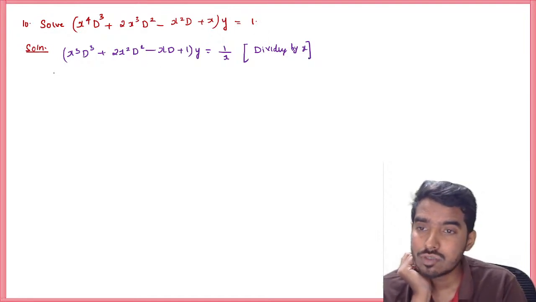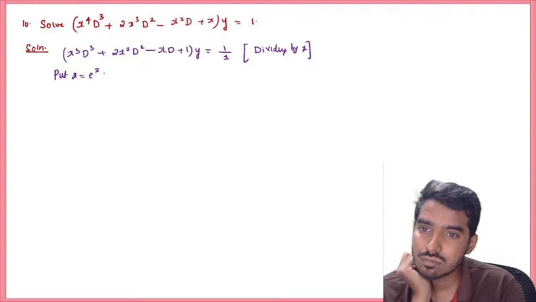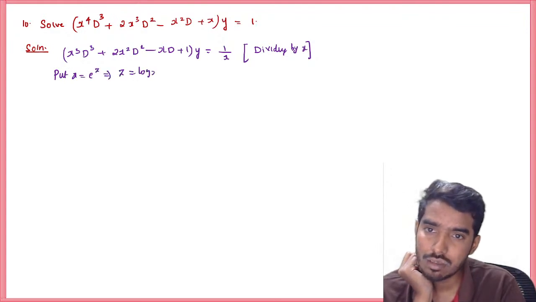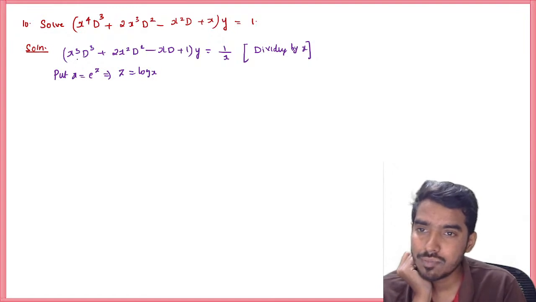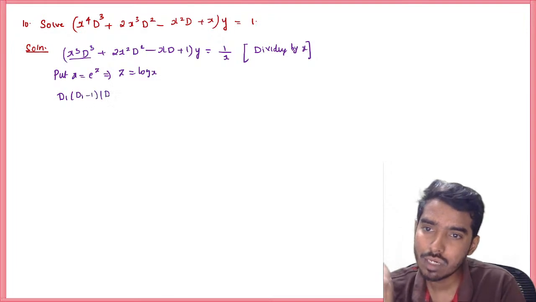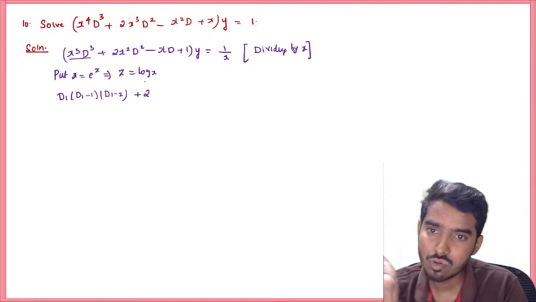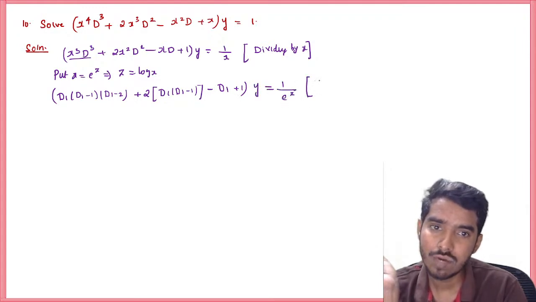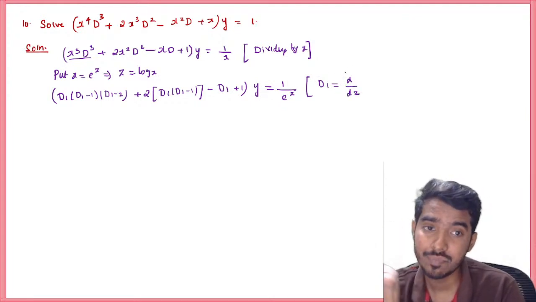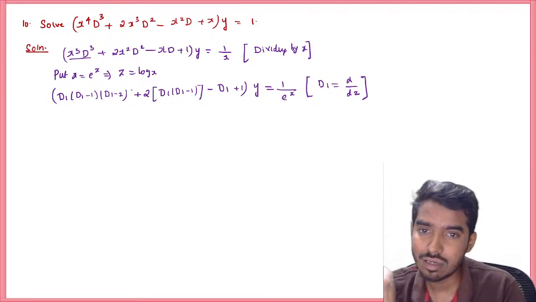Of order 3. So put x equal to e power z, that means z will be log x. Since we have third order, we replace x^3 D^3 + 2x^2 D^2 by D1(D1 - 1)(D1 - 2) + 2D1(D1 - 1), and xD by D1, so it becomes (D1(D1 - 1)(D1 - 2) + 2D1(D1 - 1) - D1 + 1) y = 1/e^z. Here D1 is d/dz, and D is d/dx.